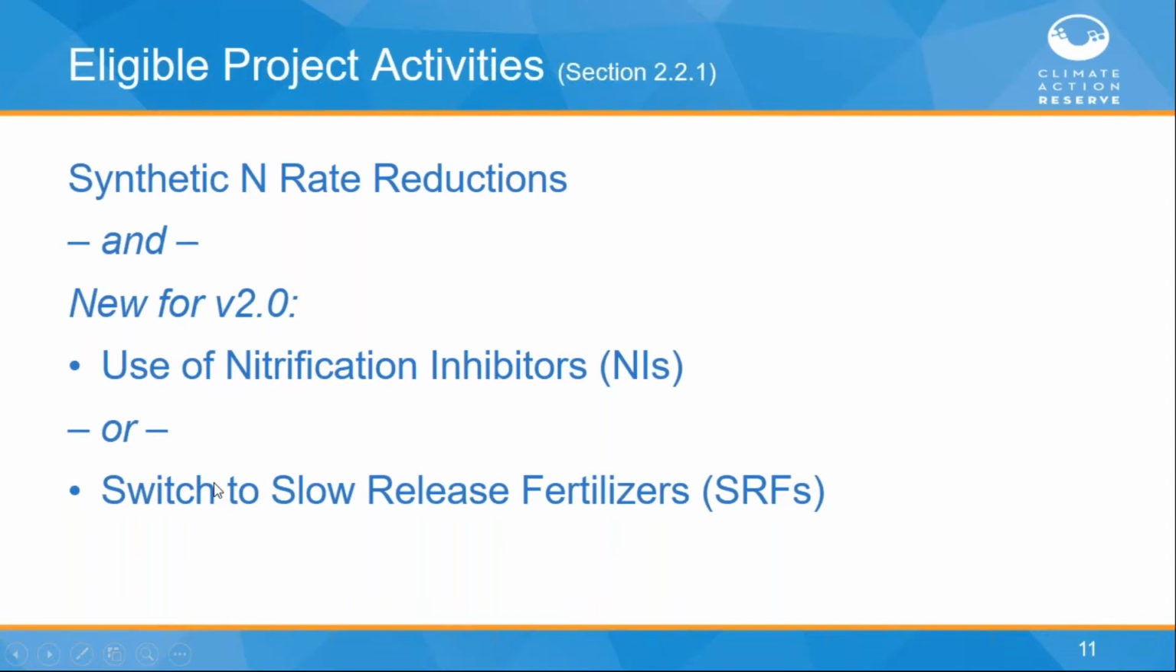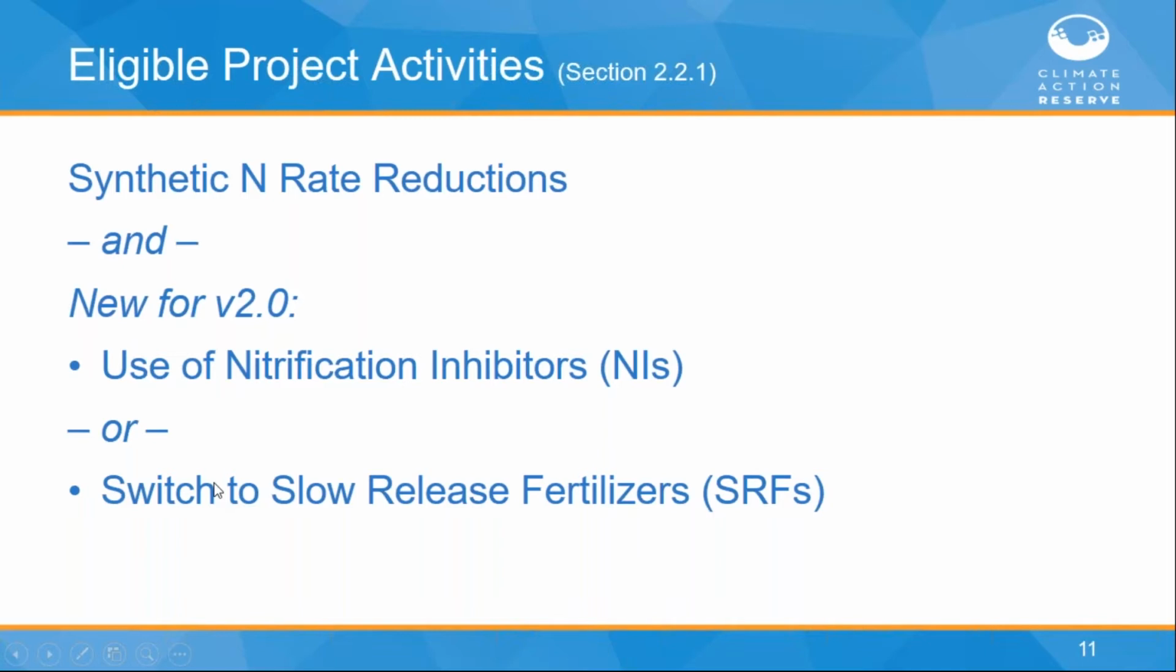And then, new for version 2.0, projects can also use enhanced efficiency fertilizer products, either nitrification inhibitors or slow release fertilizers. Importantly, these activities need to be implemented in addition to the reduction in synthetic nitrogen rate. I guess that is based on the capabilities of the quantification approach.